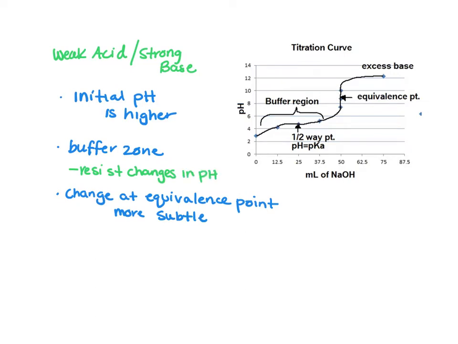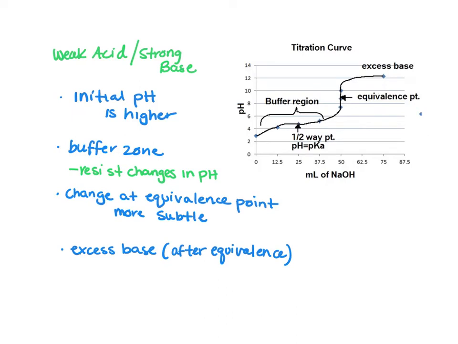So this is where the resistance to that change in pH after the addition of that strong base is happening. And so we're going to look at the calculations in that specific zone. That's where we'll be looking at Henderson-Hasselbalch. You'll notice that the change at the equivalence point is also going to be more subtle. So you'll notice that with calculations.